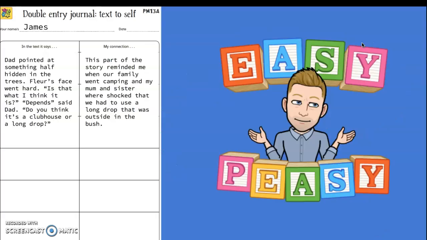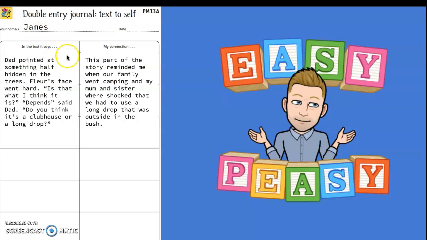Alright guys, so our follow-up task is going to look like this. You're going to get a double entry journal and it says text to self. Make sure you include your name on it, the date, and the name of the text you are reading. Over here you'll see on the left hand side it says in the text it says.